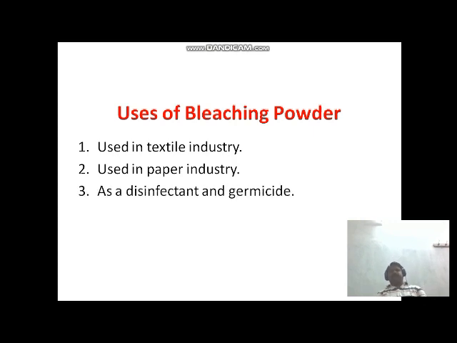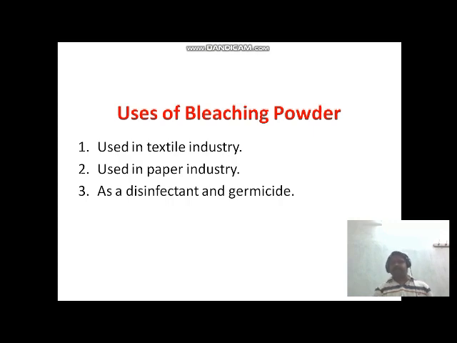Next, as a disinfectant and a germicide. Disinfectant and germicide are very, very important, especially in this corona time. Why? Because it kills bacteria. It is not an infective substance, it is a disinfectant substance. That means it protects our body from microorganisms, and as a germicide it kills the germs.